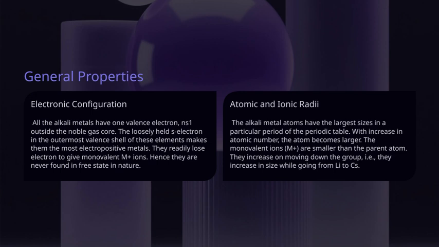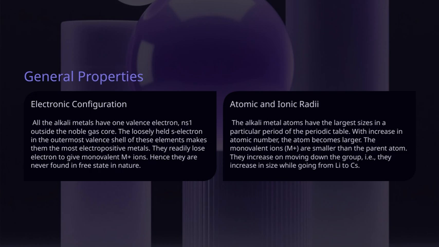All alkali metals share a similar electronic configuration, with one valence electron in the ns1 orbital, outside a noble gas core. This loosely held outer electron makes these metals highly electropositive, meaning they tend to lose electrons easily. That's why they readily form M+ ions and are never found in a free, uncombined state in nature. They're always part of compounds. So, understanding these atomic and ionic size trends helps us grasp the unique reactivity and behavior of alkali metals in various chemical contexts.